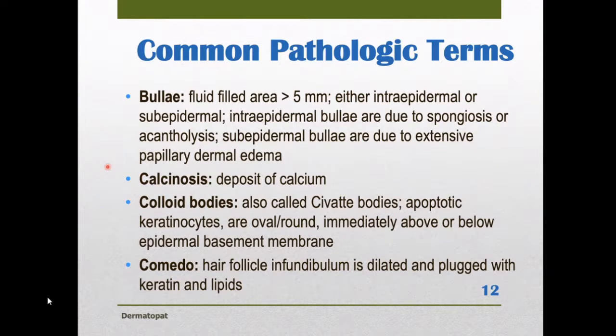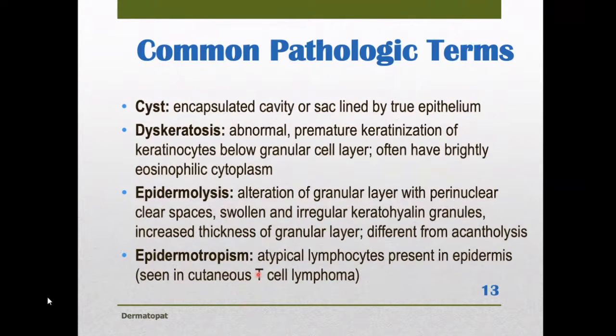So colloid bodies, also called civatte bodies, I think you remember them. We saw them in the lichen planus in the previous presentation. Comedo, hair follicle and epidermis is dilated and plugged off, and it is filled with keratin and debris. Cyst, you know, it is a cavity which is filled usually with fluid, and it has a true epithelial lining. And as I said, when there is no epithelial lining, we call it a pseudocyst.